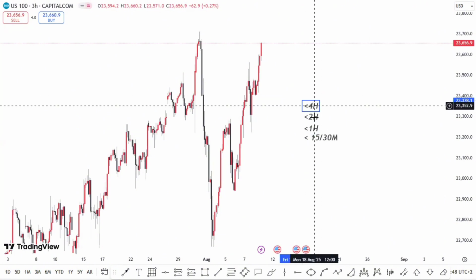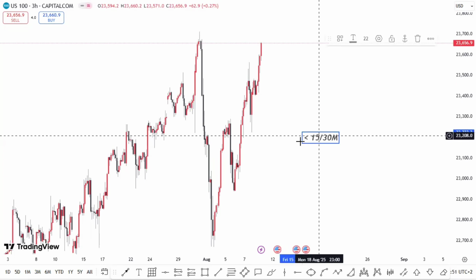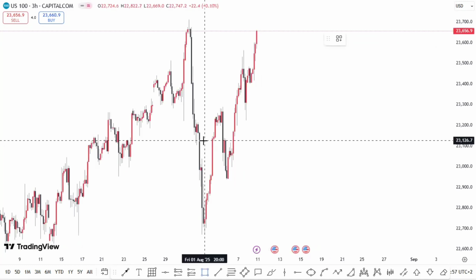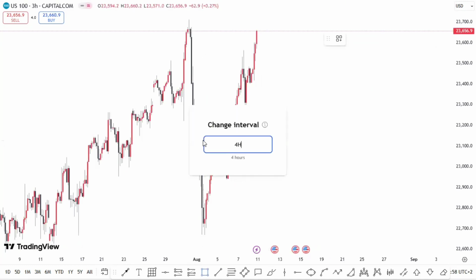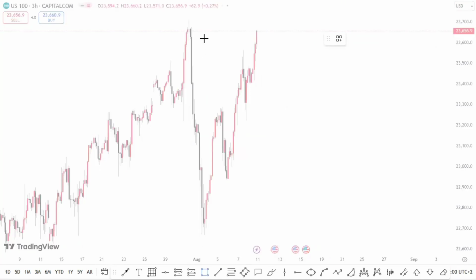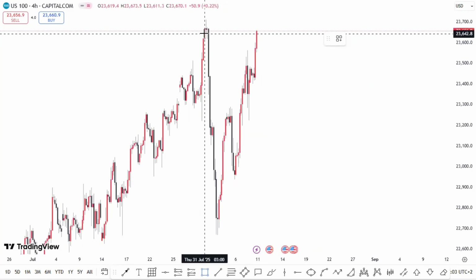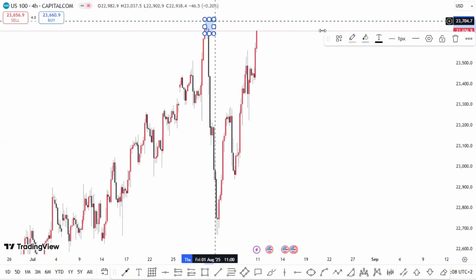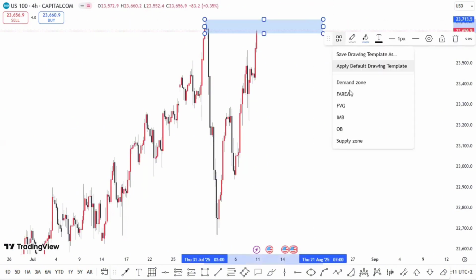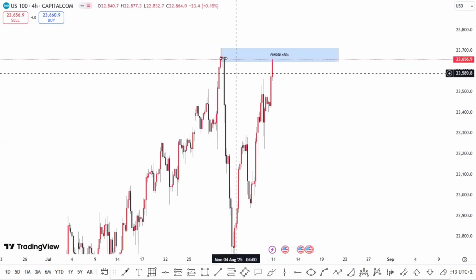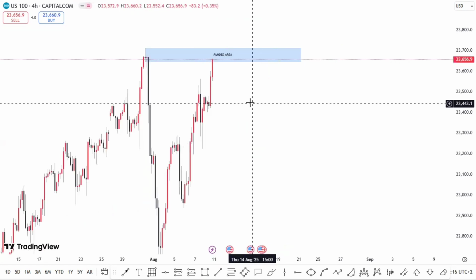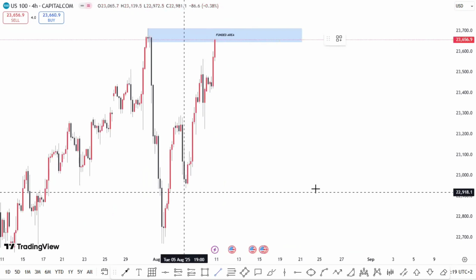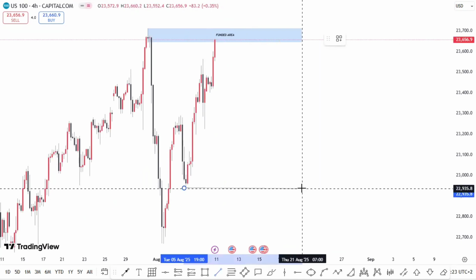So let me delete this, dive into the chart so we can start analyzing. Let's go to H4. As you know, I hope you saw from my last video, firstly you identify your last candlestick before the impulse. You identify the period of structure.